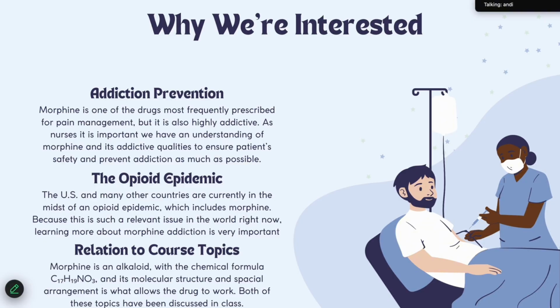In addition, this is interesting because morphine addiction relates to topics we have discussed a lot in class. As an alkaloid made up of the elements carbon, hydrogen, nitrogen, and oxygen, understanding morphine necessitates an understanding of elemental properties and bonding. In addition, the specific molecular structure and spatial arrangement of the morphine molecule is what allows it to bind to and activate the mu opioid receptors in the brain.